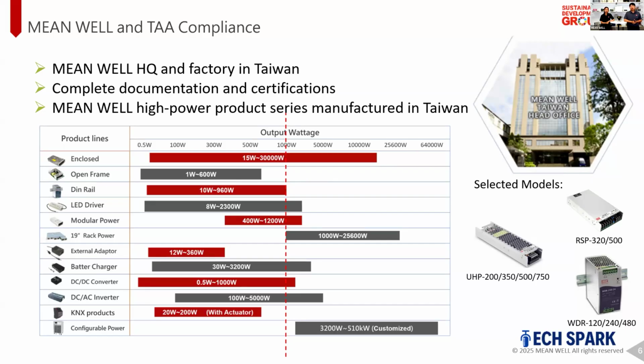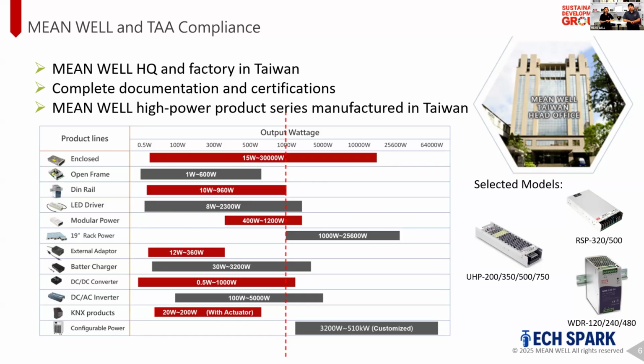But we are continuously adding, for example, the RSP 320 500 and the UHP 200 to 750 watt models. We've added those, transferring them to be made in Taiwan recently. So yeah, reach out to Tao here if you have any questions about whether the model you're buying specifically is from Taiwan or not.